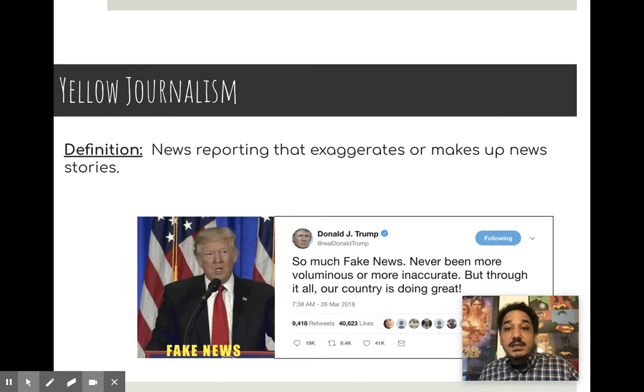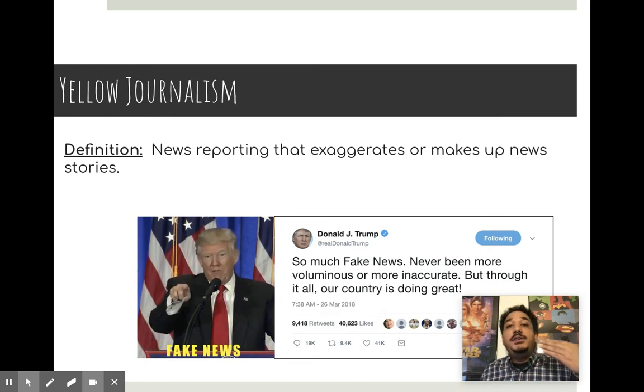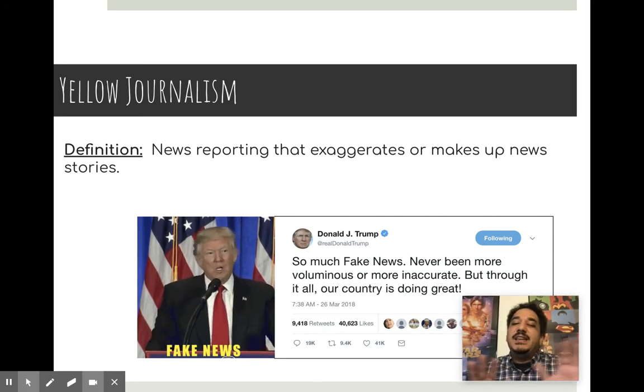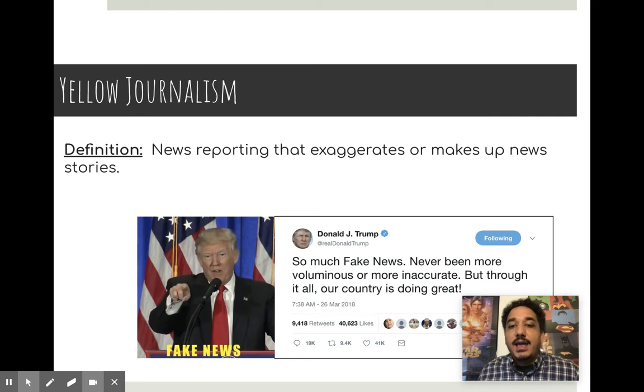Our president says this all the time. He says, hey, do you hear all these bad stories about me? And if you don't know, there's tons of bad stories in the news about Donald Trump, about him doing this or that, and all sorts of bad stuff. And he says, oh, it's fake news, that it's yellow journalism. He doesn't actually call it that, but that's what he's saying.